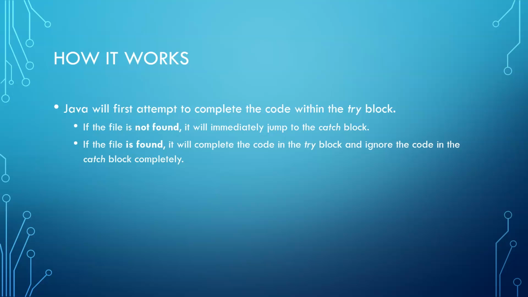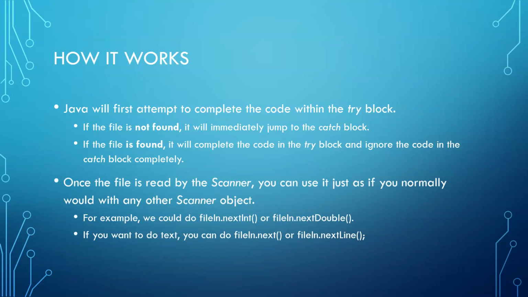All right, so if you have additional code, like, "Hey, I read in the file and then I want to do some stuff to that file," that's all going to happen inside that try block. Otherwise, that's what the catch block is for, if it can't find it. Now, once you have your file read in by the scanner, you can pretty much just use it like you normally would with any other scanner object.